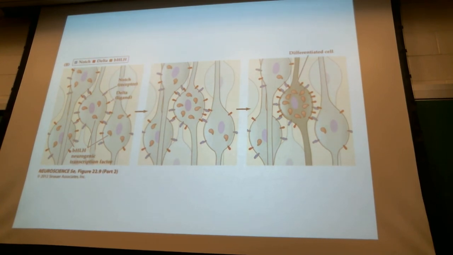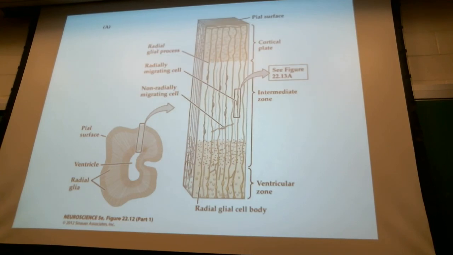And there is another lateral inhibition in neuroscience. Don't get confused. This is lateral inhibition during development. So when they are generated, what happens next? Well, this is the ventricle, and the pial surface is here, and they migrate from here to there. So that's shown magnified here.